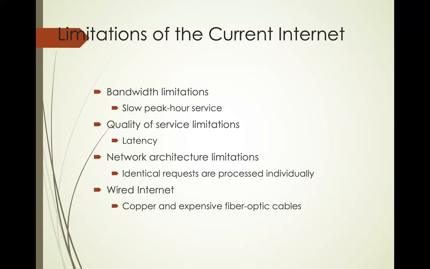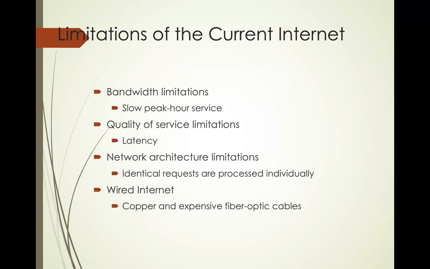Next is the quality of service limitation, about the latency or delay time that you have to know. Network architecture limitations, like identical requests are processed individually. The next limitation is about wired internet: copper and expensive fiber optic cables. So you may say, okay, what about using the wireless one? But you have to know that for some applications, you have to trade off between wireless and stability.